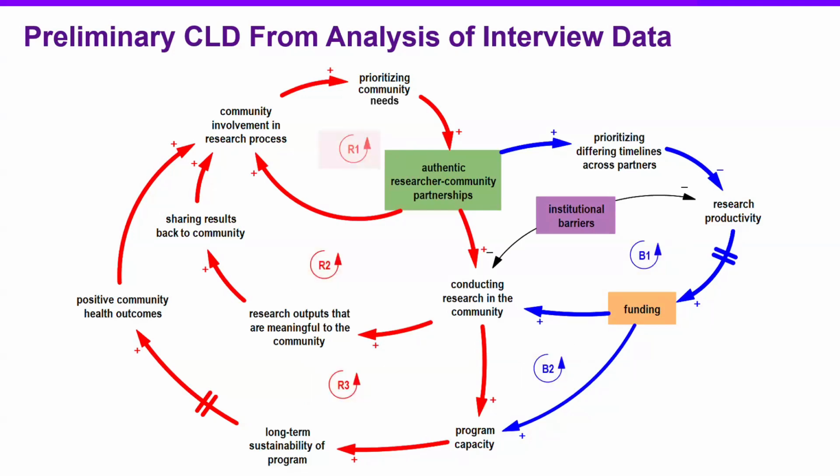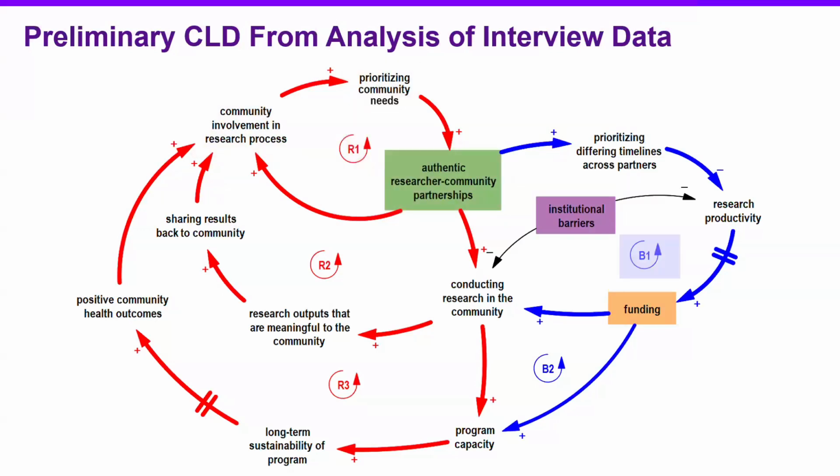So how we might be able to read this is, for example, the loops in red are called reinforcing loops. So what this shows are, you can interpret them as drivers of systems change. So for example, if the community becomes more involved in the research process, then research programs will increase prioritization of community needs, which then builds authentic partnerships between researchers and community members, which then also increases community involvement in the research process.